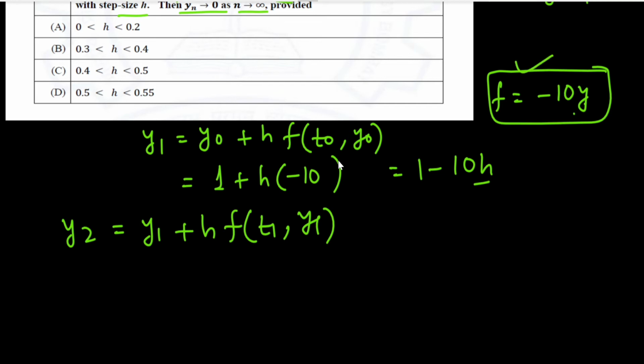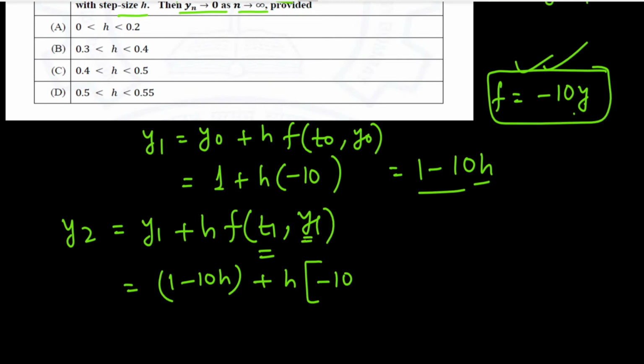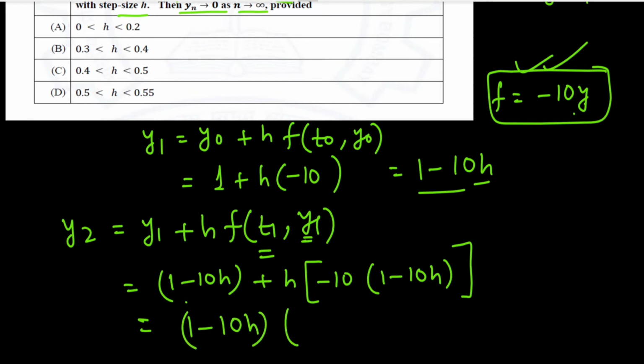Now the value of f is independent of t, therefore we don't need the values of t0, t1 and so on to find the function f. So this is equal to y1, which is 1 minus 10h, plus h into minus 10 into y1, and the value of y1 is 1 minus 10h. So take common 1 minus 10h, and find this from 1, also here minus 10h. So this is equal to 1 minus 10h whole square.